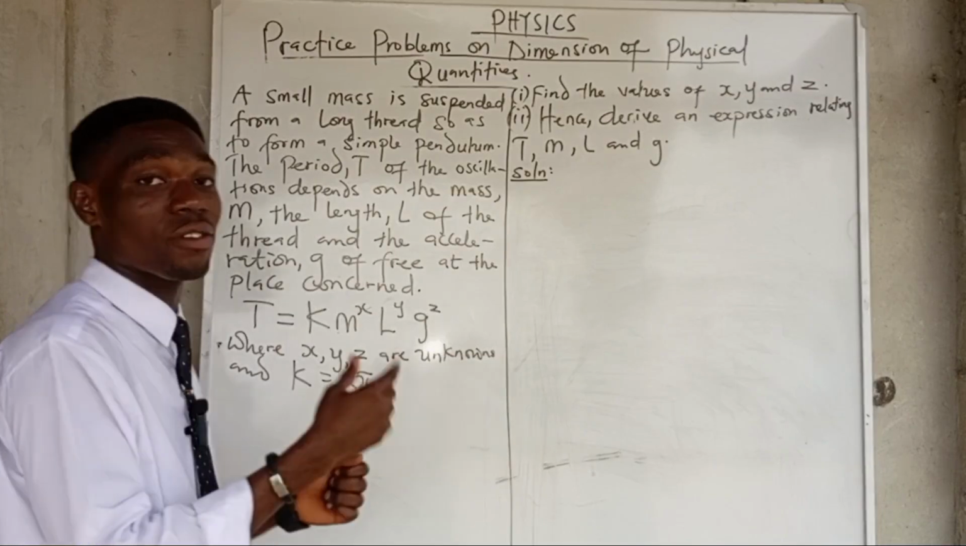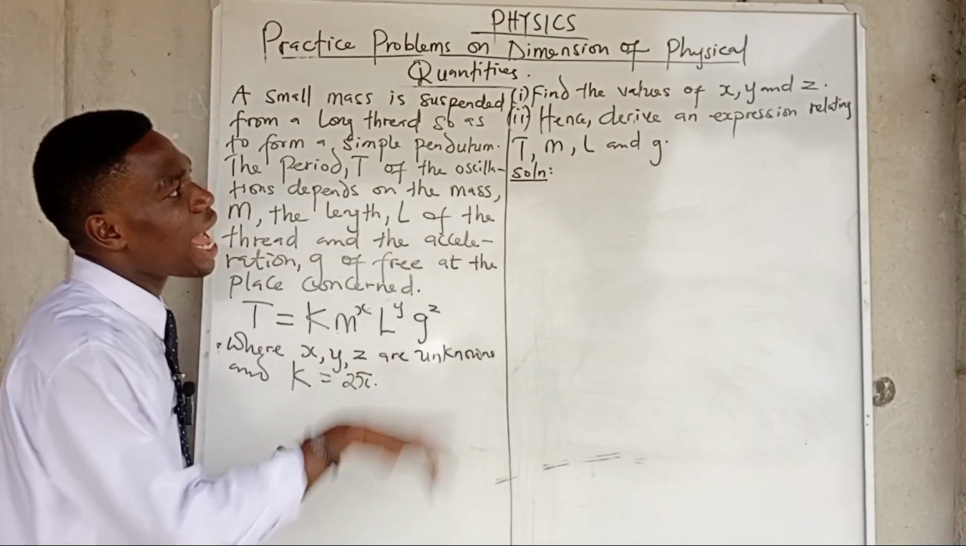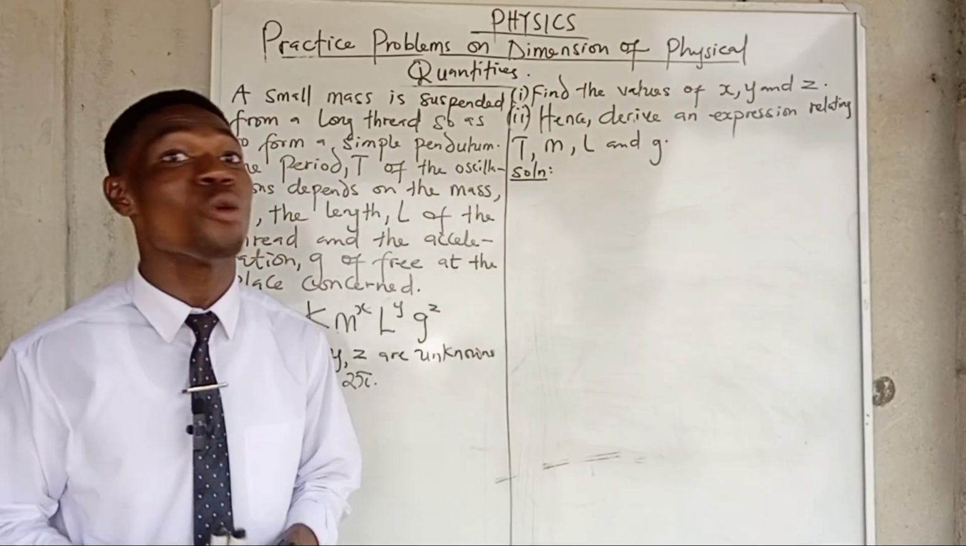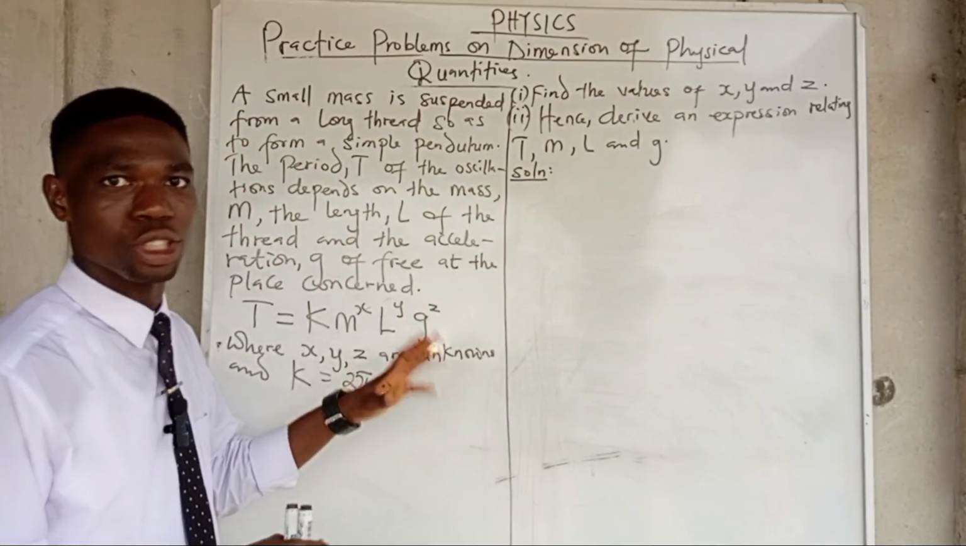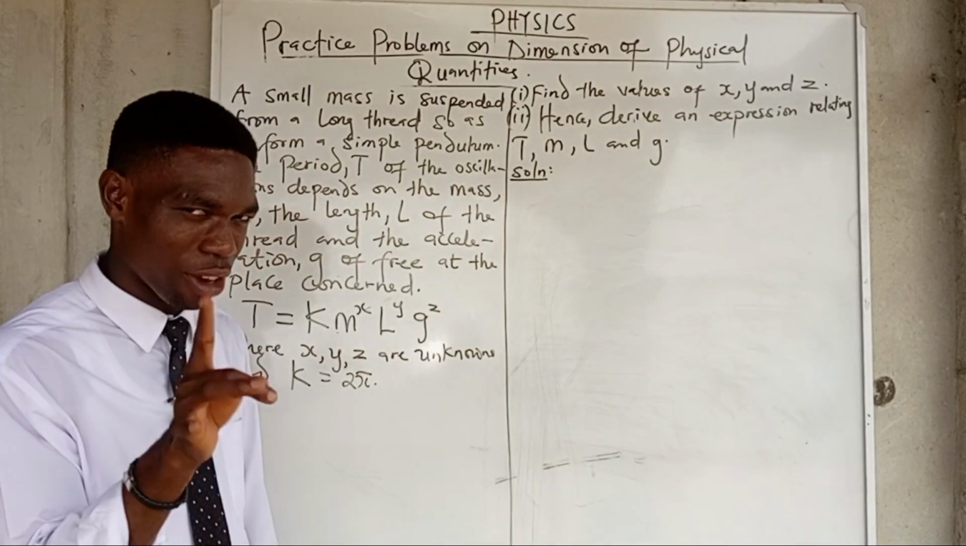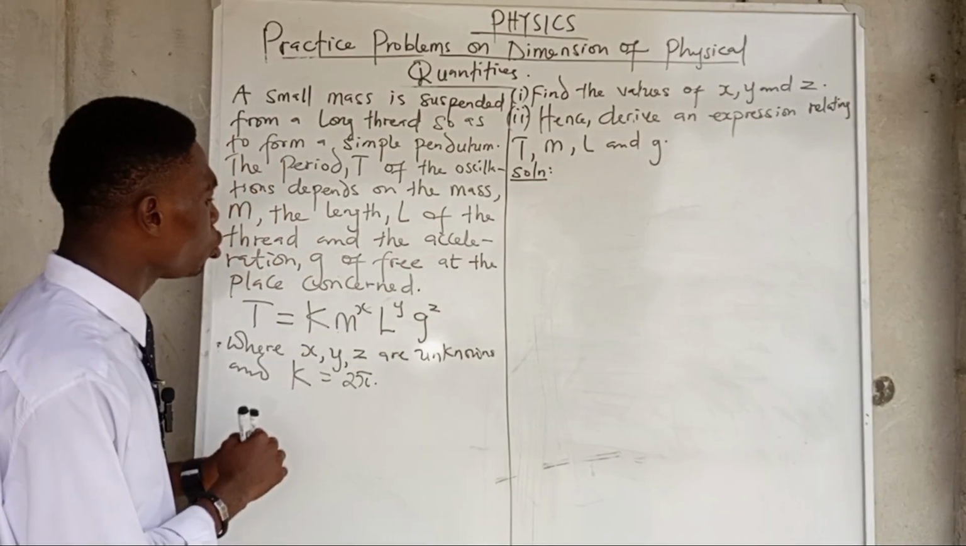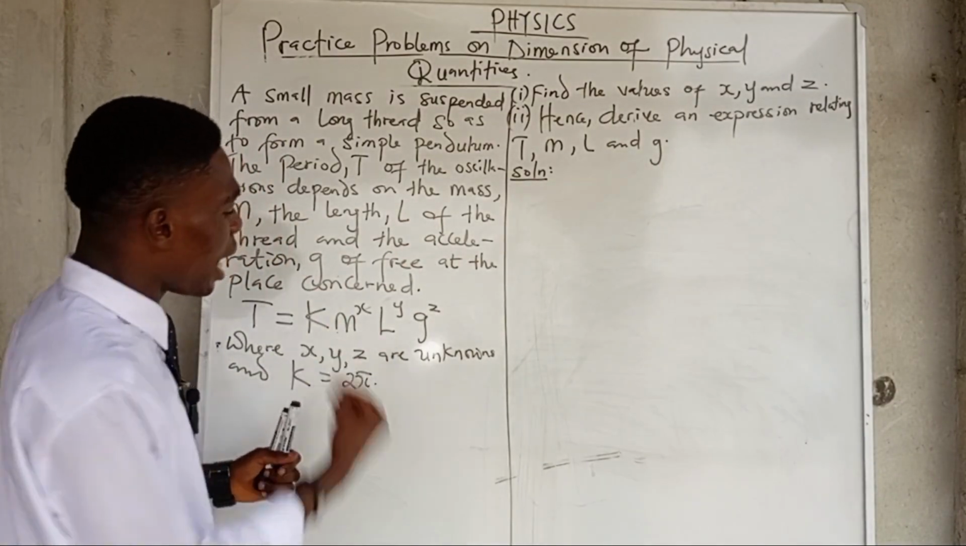We are asked to find the values of x, y, and z, and hence derive an expression relating t, m, l, and g. Well, I usually used to like this kind of questions because they are tasking. Yes, I love tasking things. So we're going to be solving this problem now. The first thing we're going to do is to try to find the value of x, y, and z.